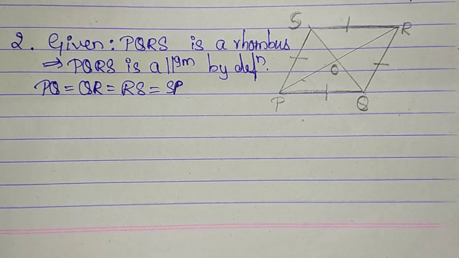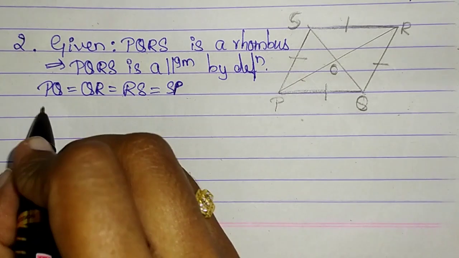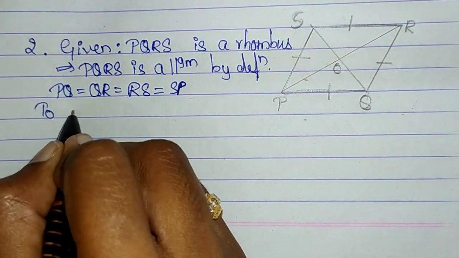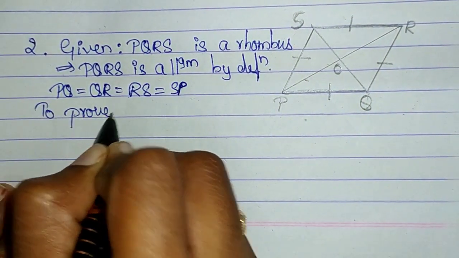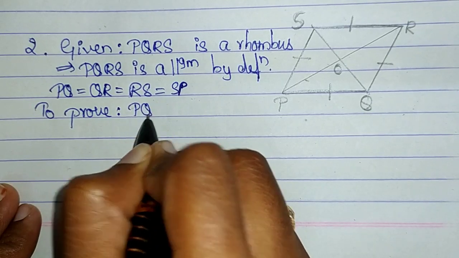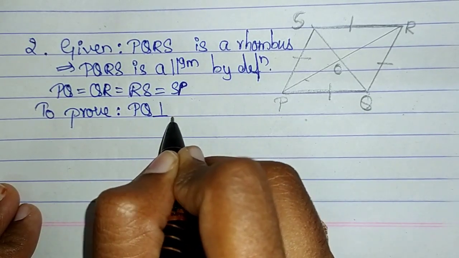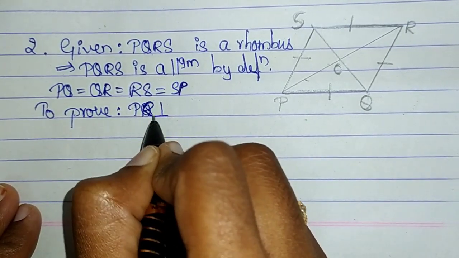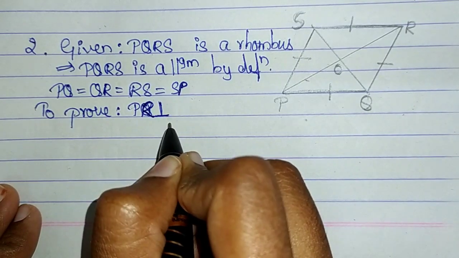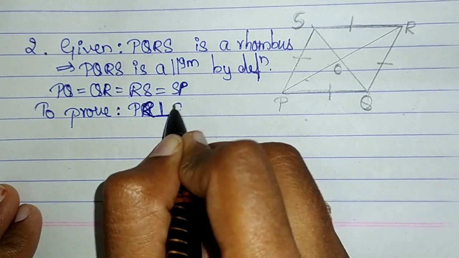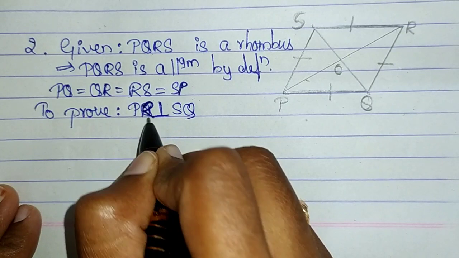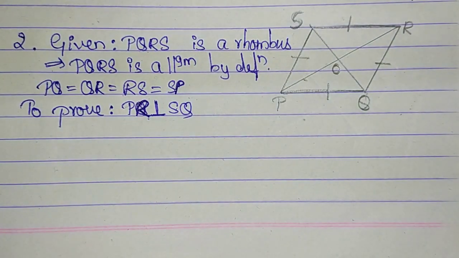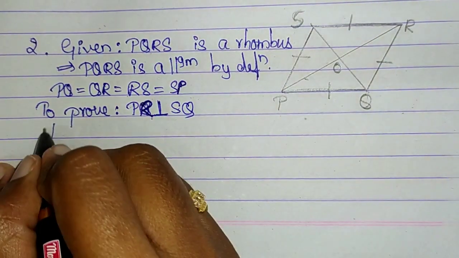So since we are talking about diagonals, let us make use of the theorem of the diagonals to get to our proofs. So here to prove PR is perpendicular to SQ. That is what we need to prove. PR is perpendicular to SQ. Proof.